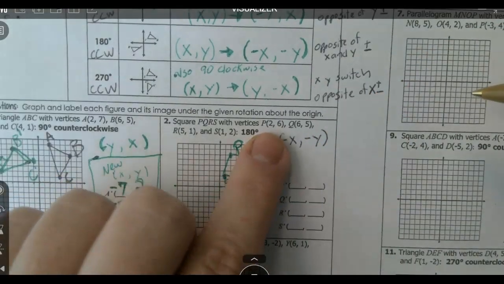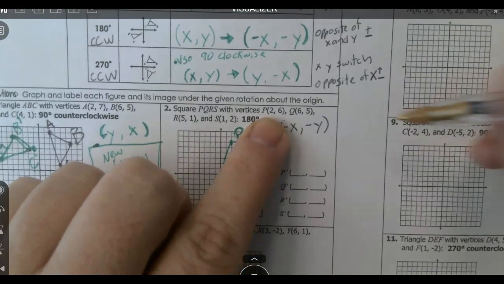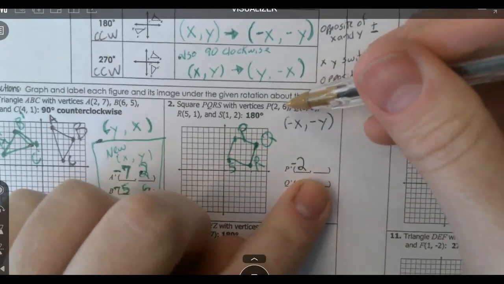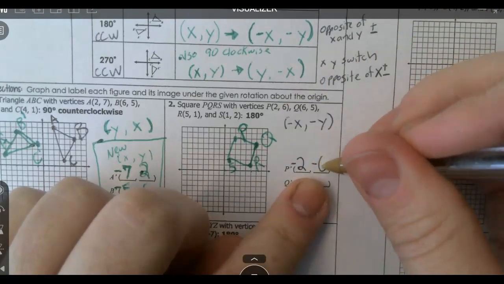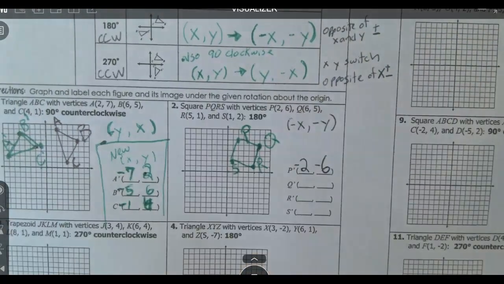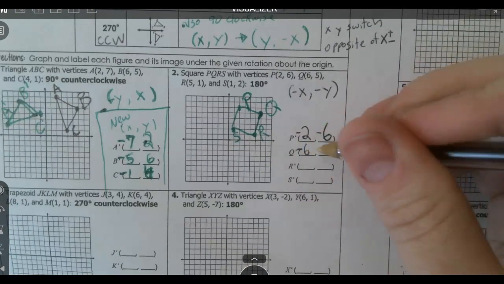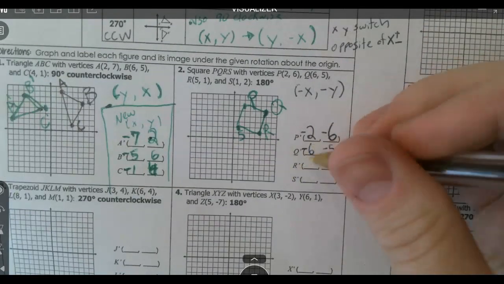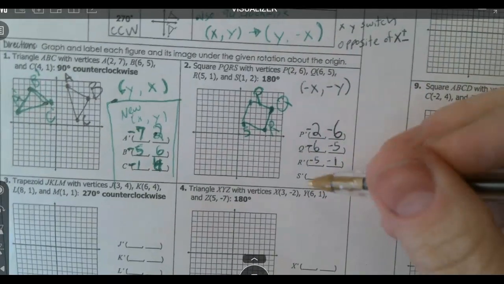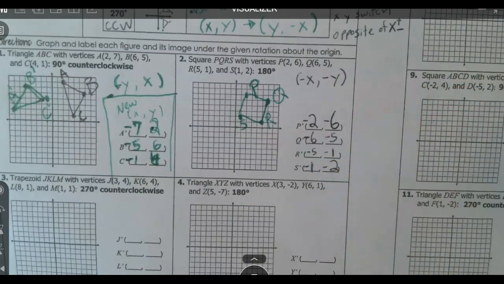If I have point P, which is at 2, 6, the opposite of a positive 2 is a negative 2. The opposite of a positive 6 is a negative 6. I didn't change the order, I just made them the opposite. Okay, so let's do that with the rest of them. Q prime is going to be at negative 6, negative 5. R prime is going to be at negative 5, negative 1. And S prime is going to be at negative 1, negative 2.